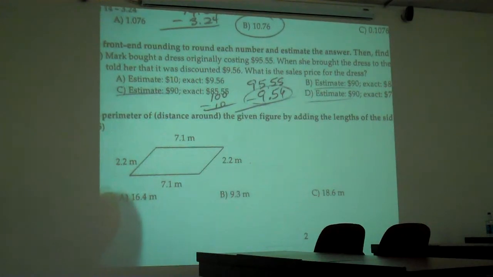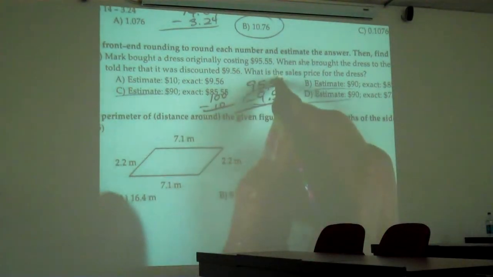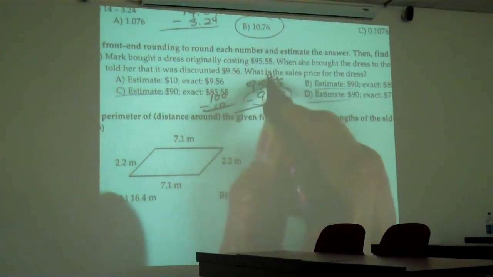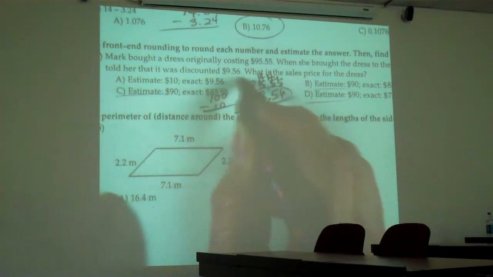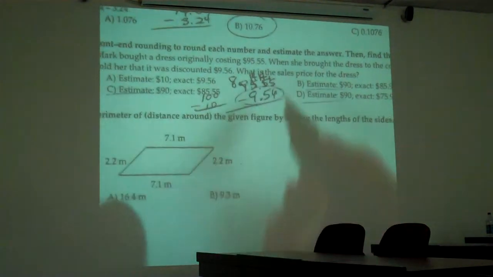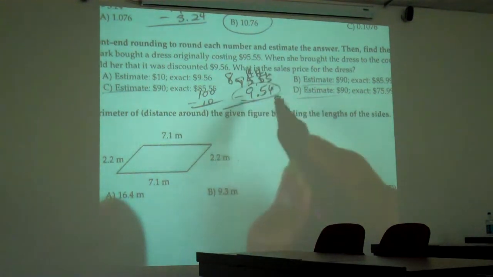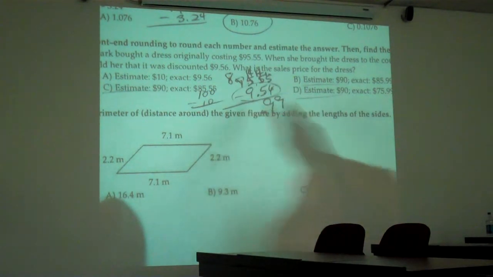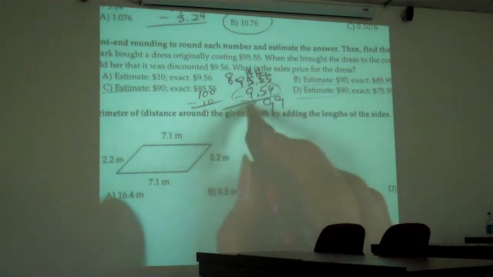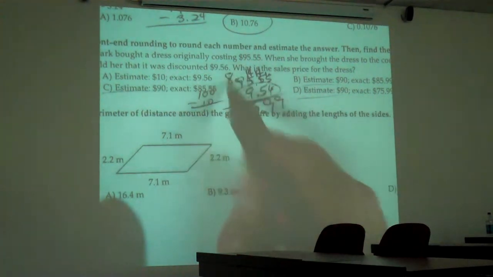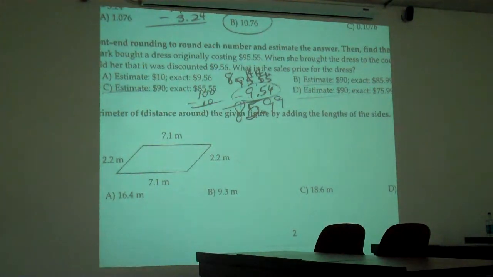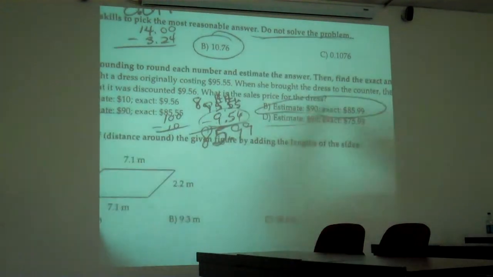Okay, the exact, you have to borrow a lot from every single one of them. 15 minus 6 is 9. 14 minus 5, 9 again. 14 minus 9, 5, and then 8. 85.99 is your exact.